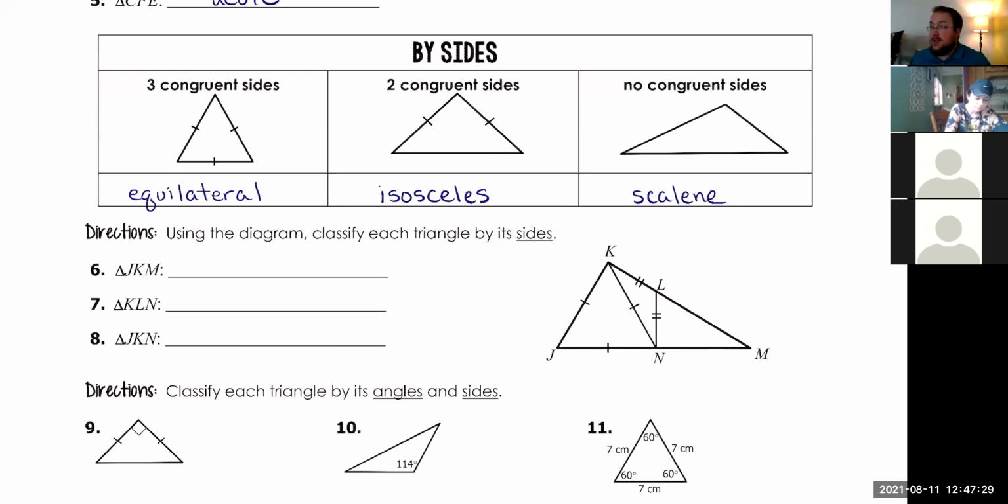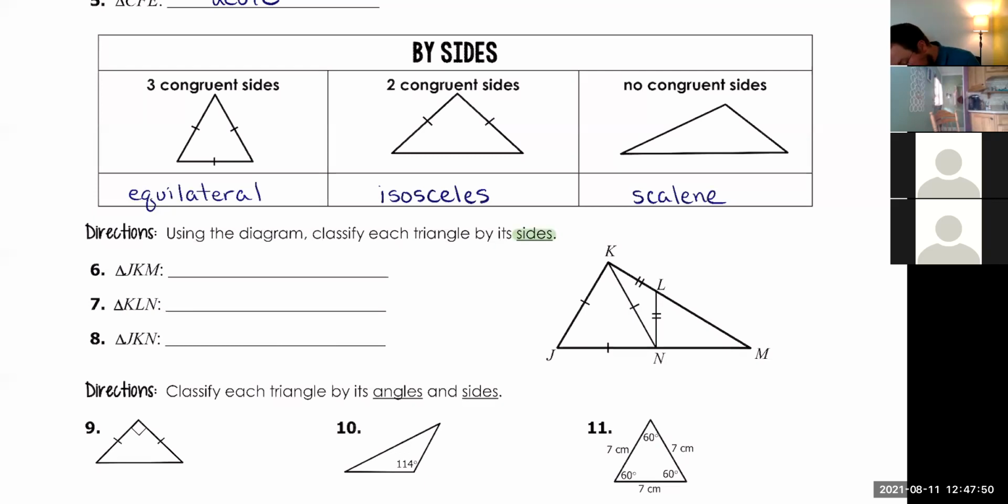Now, if you're sitting there thinking, how am I ever supposed to remember all these different terms? Again, test or open note. This page alone has a lot of very valuable information. So taking a look here at the diagram, classifying them by their sides this time.